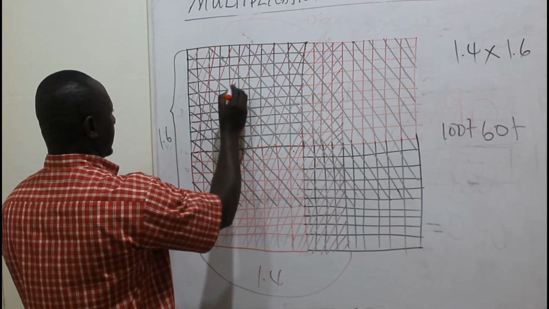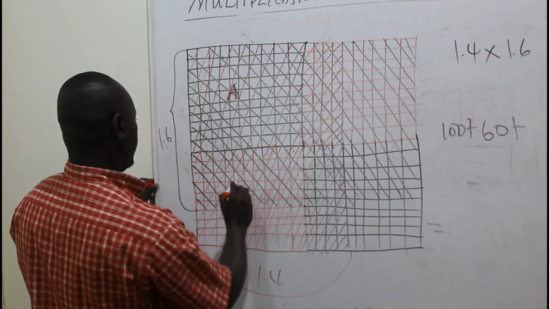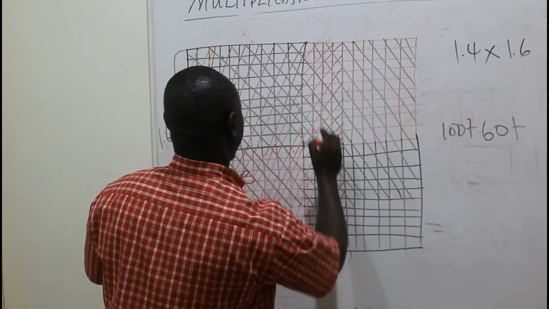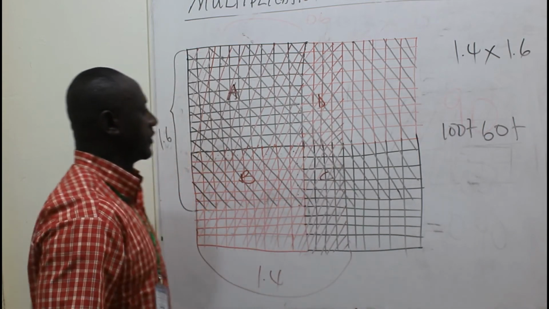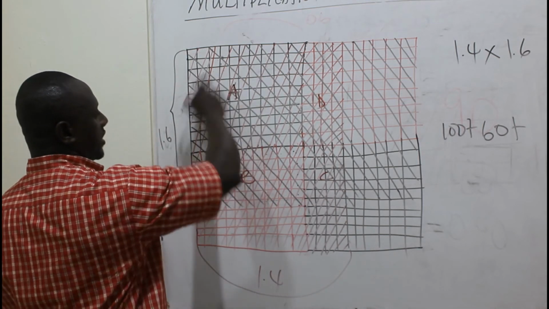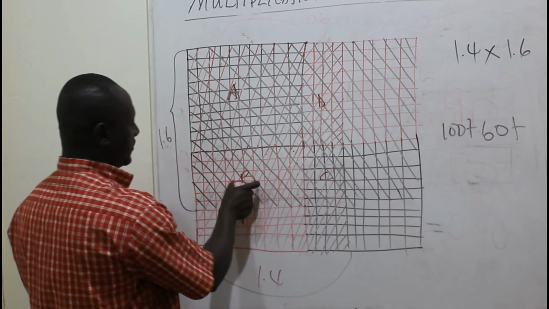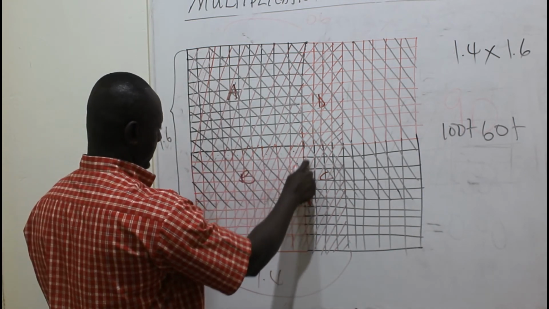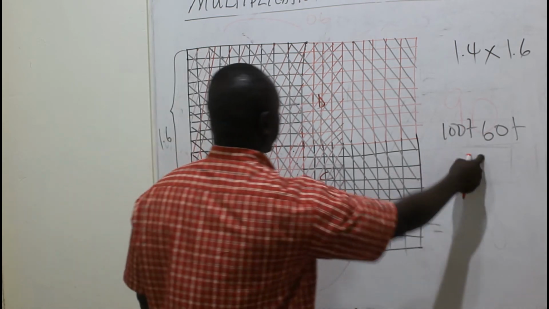We can have a region A, region B, region C, and region D. So you count for region A, which gave you 100. Region B is from this point to this point, this place, and that gave you the 60.